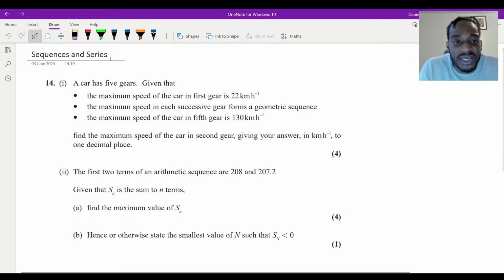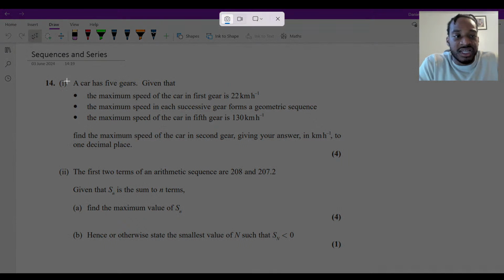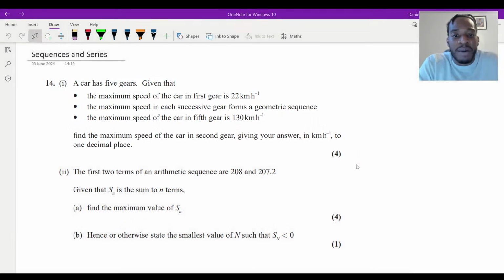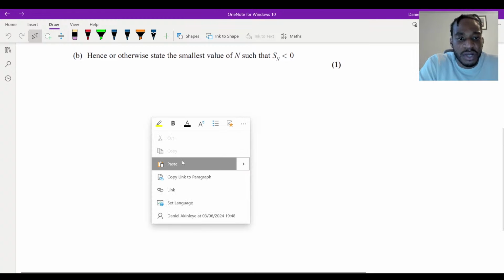A car has 5 gears. Given that the maximum speed of the car in the first gear is 22 kilometers per hour, the maximum speed in each successive gear forms a geometric sequence. The maximum speed of the car in 5th gear is 130 kilometers per hour. Find the maximum speed of the car in its 2nd gear, giving your answer in kilometers per hour to 1 decimal place. So quite clearly, this is a geometric series problem, which isn't too bad. So let's do this one here.